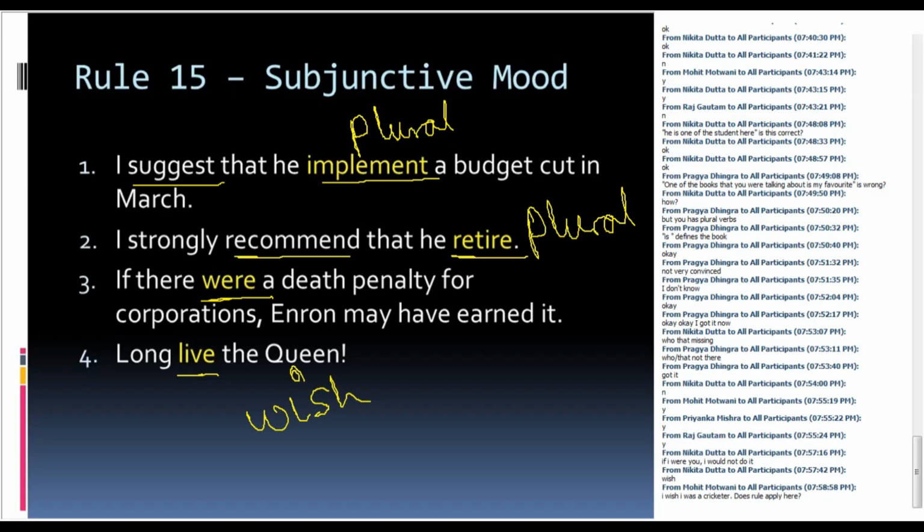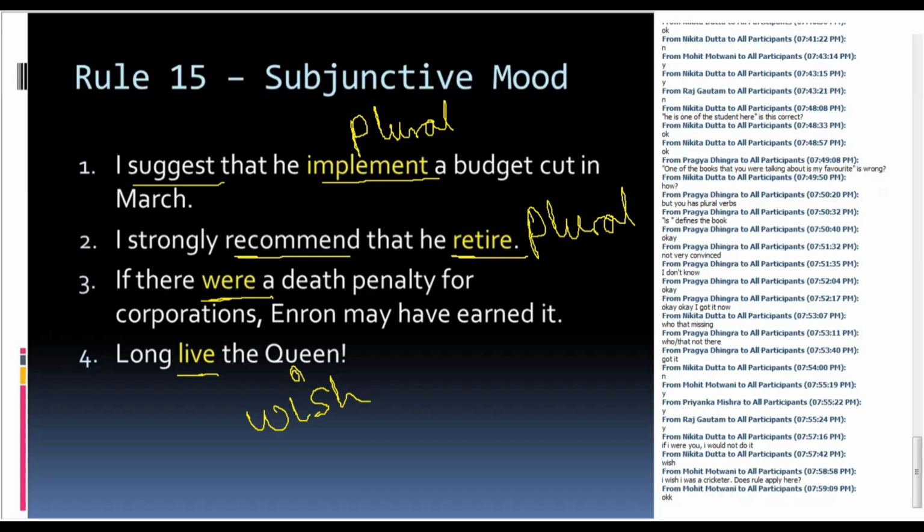Okay, I wish I were a cricketer, it should have been, Mohit. If you go by the rules, it should be I wish I were a cricketer. Yes, the rule applies here. But the problem is that I wish I was a cricketer. That is also something which people have started accepting. I've seen many authors, even though the sentence is in the subjunctive mood, they will use singular verbs. That is something which I've seen many people do. But as far as rules are concerned, subjunctive mood will require plural verbs. That is what I wanted to tell you.